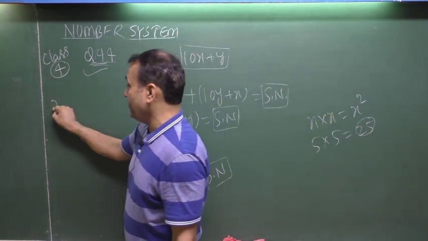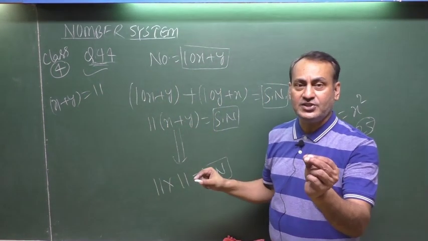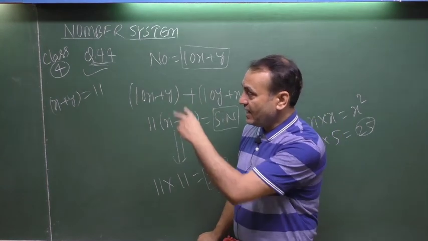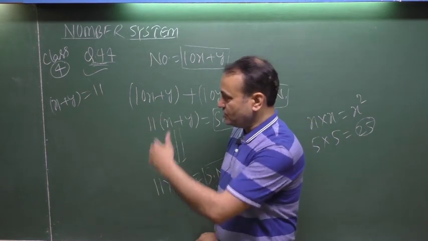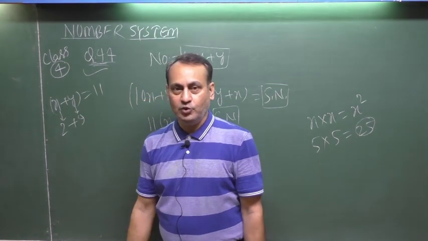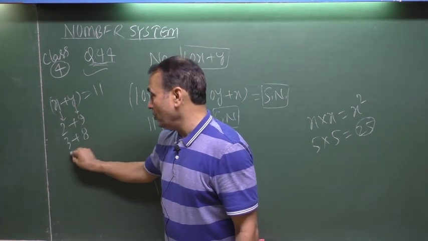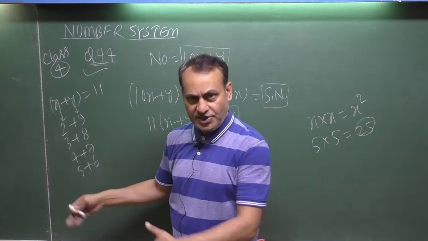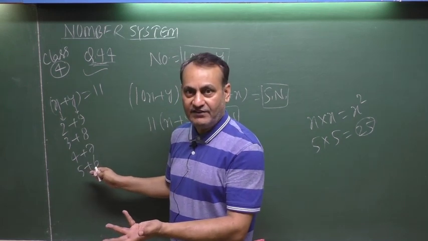That means x plus y equals 11, and x and y are digits ranging from 0 to 9 only. Suppose 2 plus 9 can be 11. 3 plus 8 also can be 11. 4 plus 7 can be 11. 5 plus 6 can be 11. 6 plus 5 can be 11, but you have already taken 5 and 6.